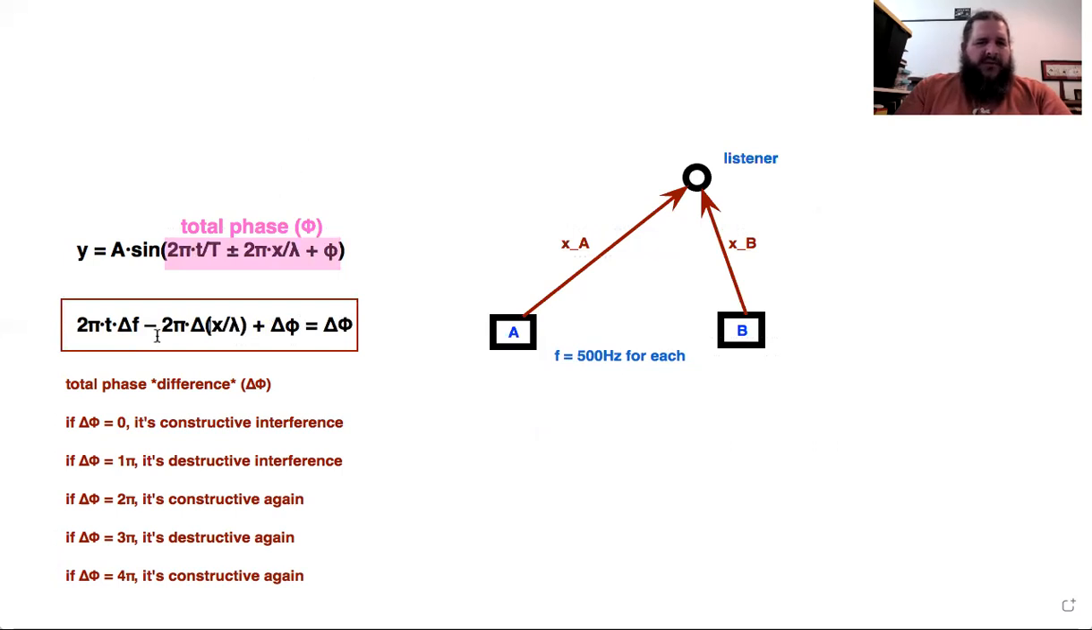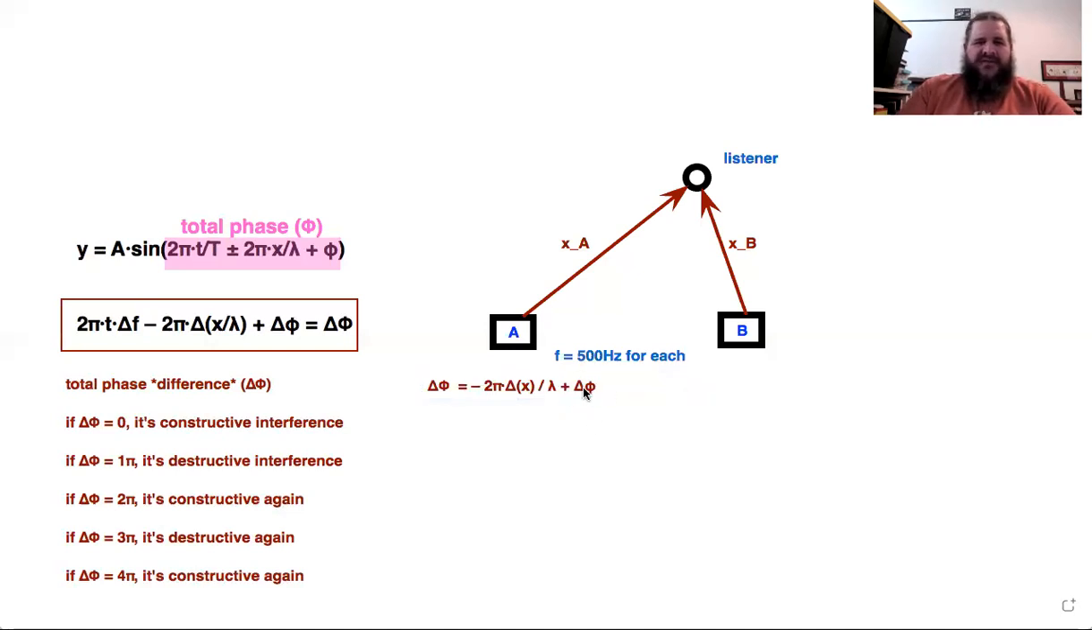So if we were to write this out, we get total phase equals all this stuff. Let me put this on the other side. We know there's no difference in frequency, so we can ignore that. What do we know about the wavelengths of these two sound waves? Yeah, they're going to be the same. And since it's the same, we can factor that out of the delta. So we'd have 2 pi times delta x divided by lambda, the constant wavelength.